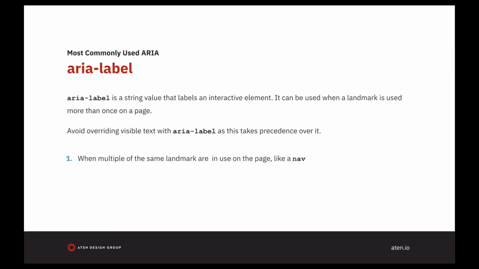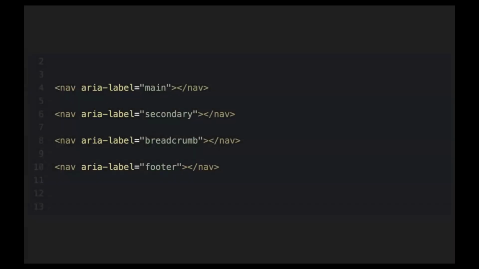A lot of times this is used when multiple of the same landmarks are used on the page, like nav landmarks, as well as buttons or links with icons like a social media navigation. So for example, if I had multiple navs on a page, I would have a nav ARIA label main, nav ARIA label secondary, a breadcrumb, a footer.